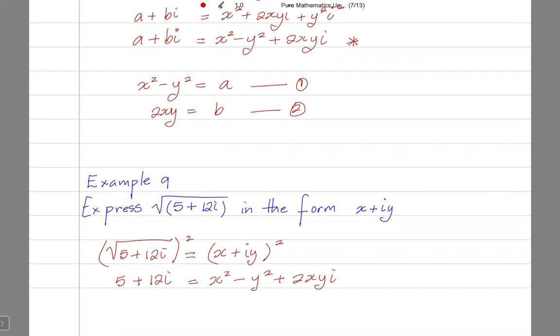All right, so that's the first thing. The next thing we're going to do is that we have two complex numbers and they're equal, so we're going to equate real and imaginary parts.